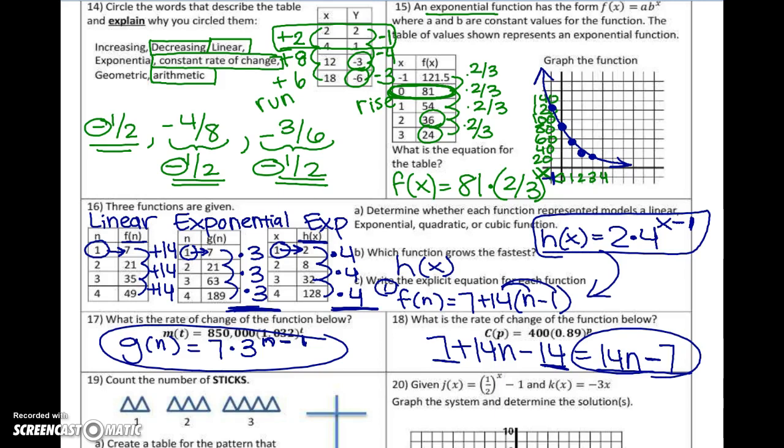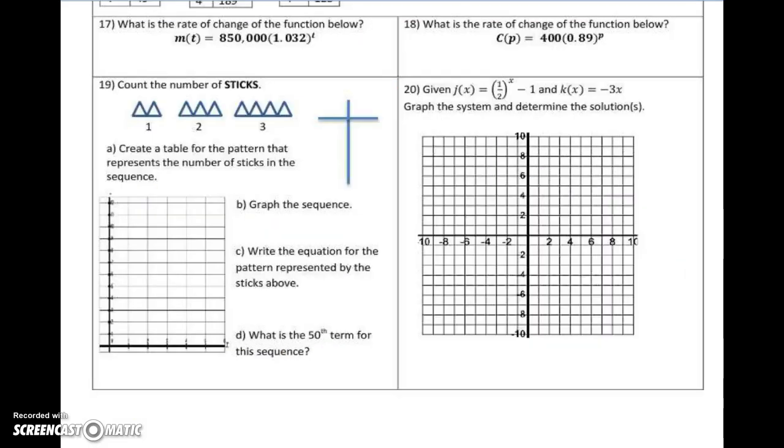Okay, number 17 and 18. What is the rate of change of the function below? So our rate of change would be the rate at which the function comes from, right? It comes from principal times 1 plus the rate, to the power of t, the exponent time. So it comes from our compound formula.